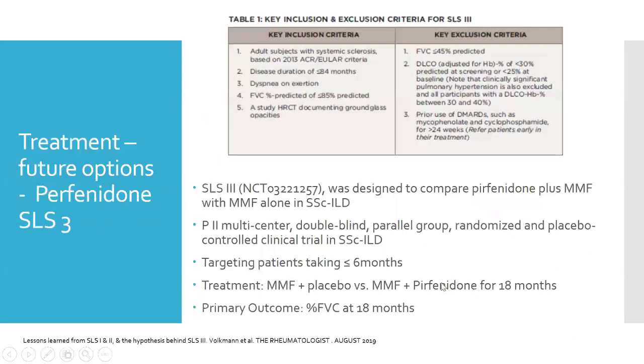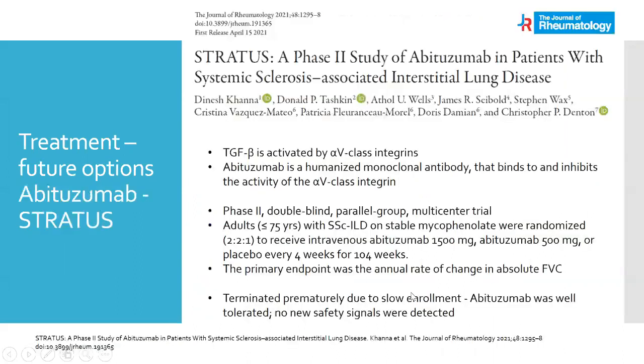We have an ongoing SLS3, which is a Scleroderma Lung Study 3 trial, which is looking at pirfenidone plus mycophenolate or mycophenolate alone in scleroderma patients. These are some of the important inclusion and exclusion criteria that they're looking at. They're targeting patients who have been taking these medications for less than 6 months, and we are comparing mycophenolate with placebo versus mycophenolate with pirfenidone for 18 months. The primary outcome is going to be FVC percentage at 18 months. So stay tuned for SLS3 to come out.